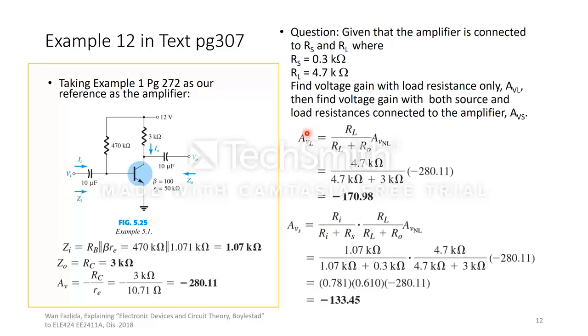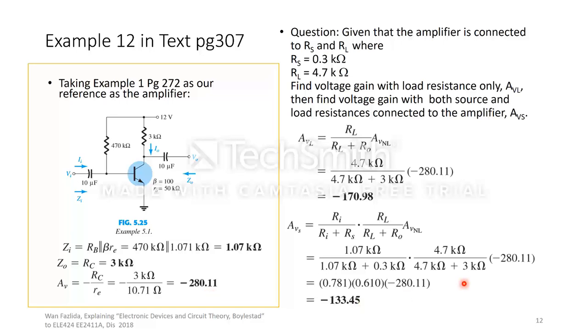Now what happens if we have the source resistance as well? When we have the source resistance, we have these two factors bringing down the voltage gain. One is Rin over Rin plus Rs, where the input impedance plays its part with the source resistance, and the other factor is RL over RL plus Rout, which comes from the output port. So one expression brings it down by a factor of 0.781, and the other brings it down by 0.610, and the overall voltage gain is negative 133, compared to 170 with just the load, and compared to 280 if you're considering it without load and without source resistance.